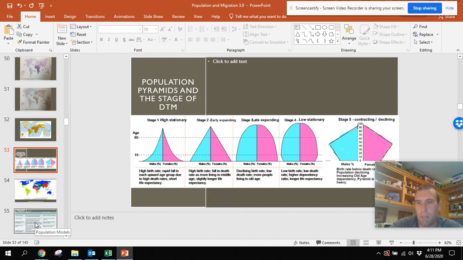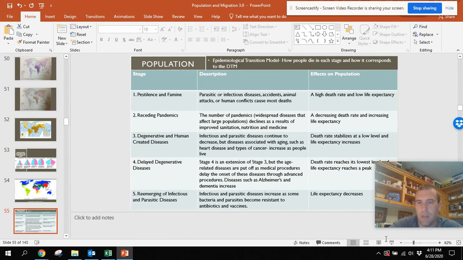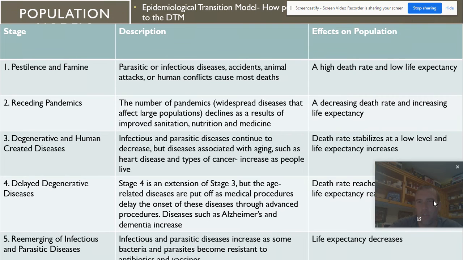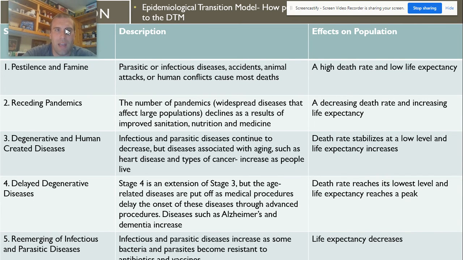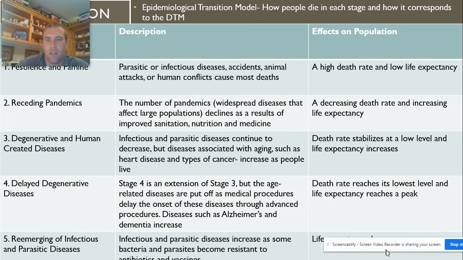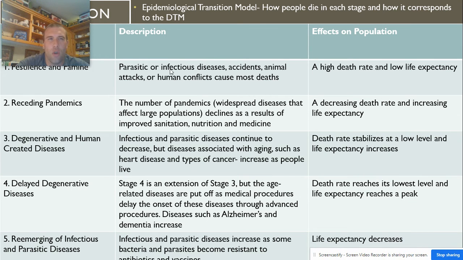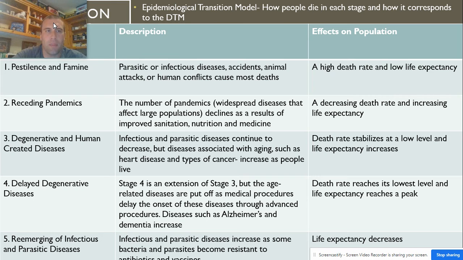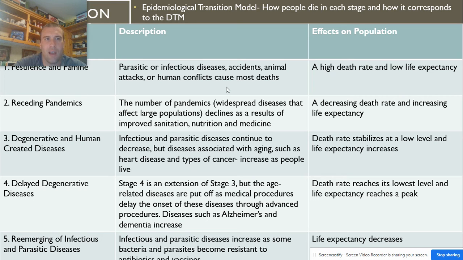One more thing you should know about the demographic transition model. There's also, it's called the ETM, the epidemiological transition model. The epidemiological transition model will take whatever stage of the demographic transition model a country is in and then tell you how people are going to die in it. So stage 1, this was like the Black Plague. Okay. Then you hit stage 2, and this is when pandemics spread. Pandemics are receding at this point.